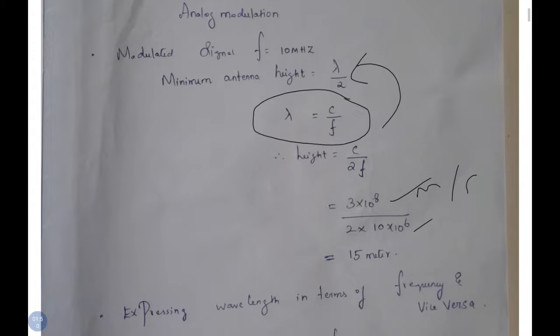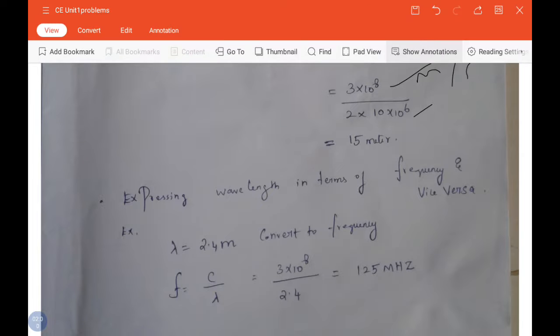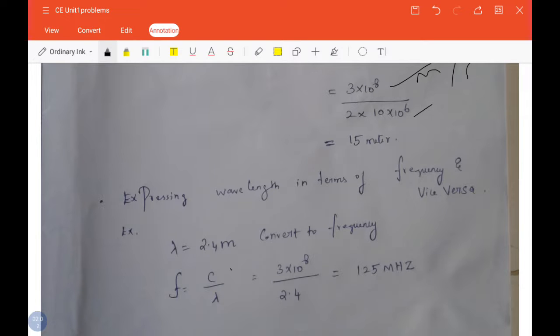The next one is expressing the wavelength in terms of frequency and vice versa. Wavelength and frequency can be related by the formula f is equal to c by lambda, the same formula we used previously. You can use this formula to convert either frequency to wavelength or wavelength to frequency.